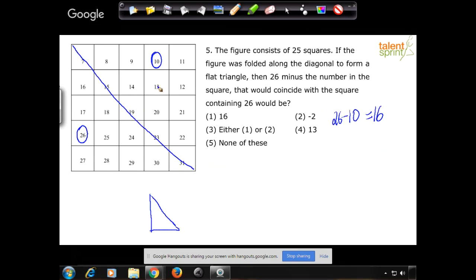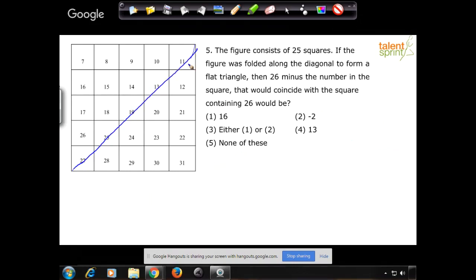Now, we all know that there is a possibility of another diagonal also. So, let me clear out this diagonal and then draw the other diagonal. Okay. Now, the other diagonal that we can draw is from 27 to 11, with 26 being here. In this case, 28 will be the number behind 26. And 26 minus 28 is minus 2.